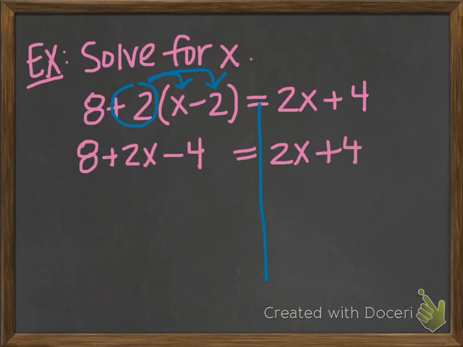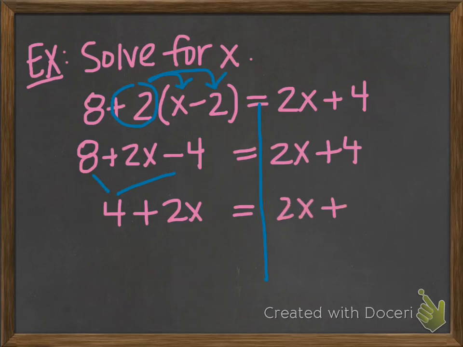All right, step 2 says clean up each side, combine any like terms. On the left, I can combine my 8 and my negative 4, which makes positive 4. Bring down that 2x equals 2x plus 4. Now some of you may notice something now, maybe you don't. Let's keep going through the steps. Step 3 is move all your variable terms to one side. Let's go ahead and move all of our x's to the left. So that 2x on the right, I'm going to move to the left by subtracting 2x on both sides.